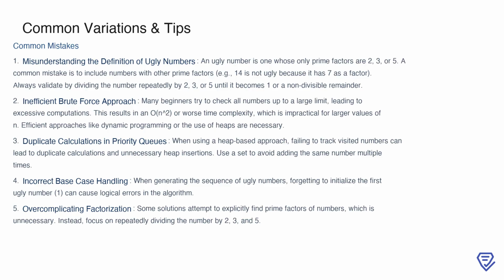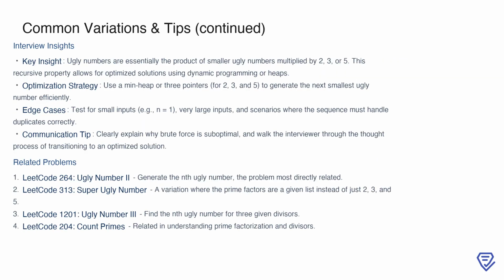Lastly, avoid overcomplicating factorization. Instead of explicitly finding all prime factors of a number, focus on dividing it by 2, 3, and 5 repeatedly. Keeping these points in mind will save you time and help you avoid common errors in implementation. Now, let's discuss some insights that can be particularly helpful during interviews.